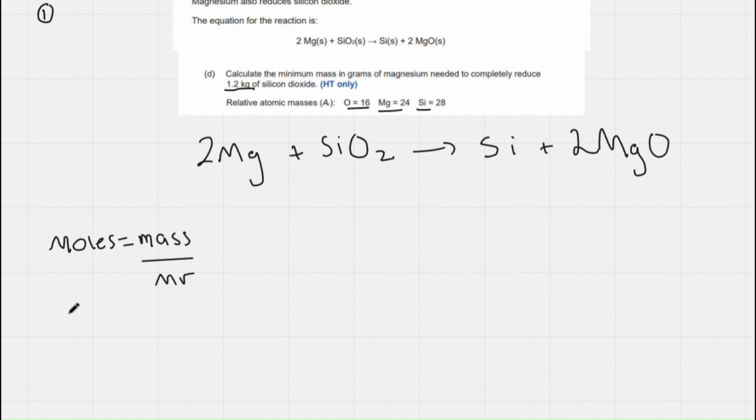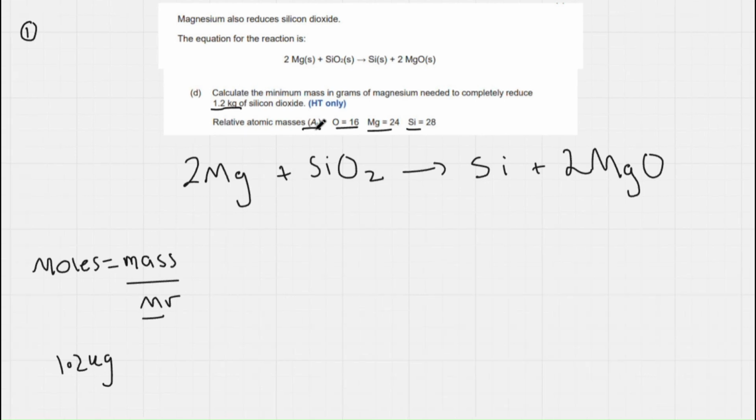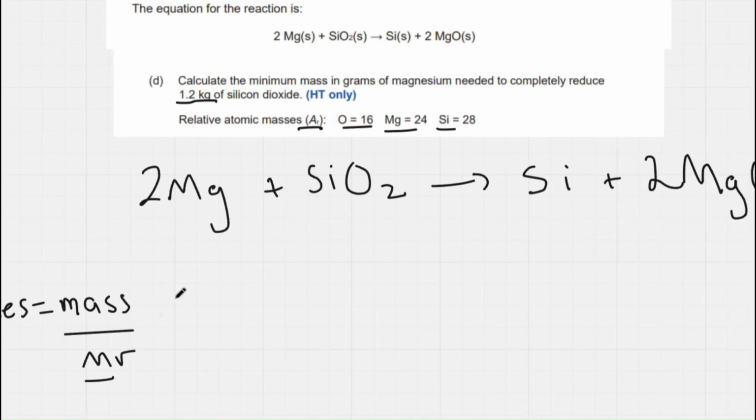Now, we are able to find out the moles of silicon dioxide because we're given the mass, which is 1.2 kilograms, and we're also given the ability to find the Mr. The Mr is not the same as the atomic mass. The Mr is for a molecule, like silicon dioxide. The Ar is the atomic mass for one element. So we need to find the formula mass of silicon dioxide.